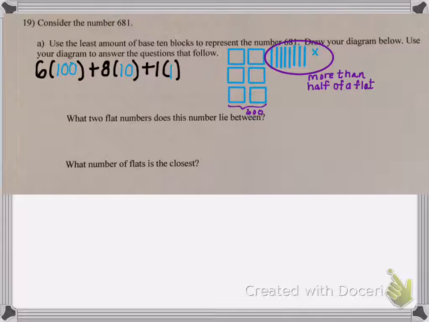Because if you were to add 1 more flat onto 600, you would have 700, and we're more than halfway there. So we are between 600 and 700, so we are closer to 7 flats than we are to 6 flats, because our extra base 10 blocks is more than half of a flat. So it would be closer to filling up that 7th flat than it would be to going back down to the 6th flat.